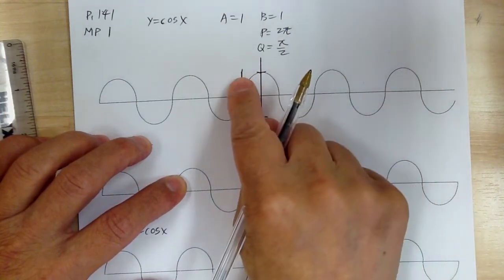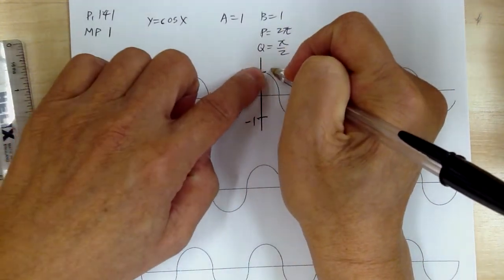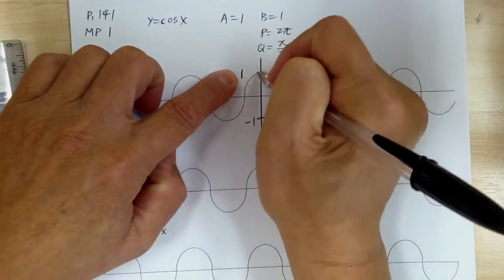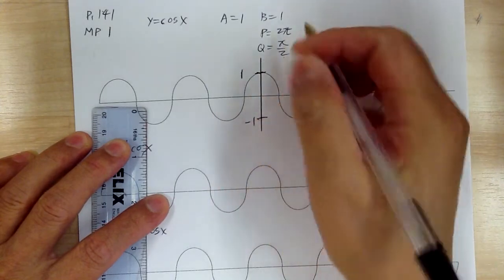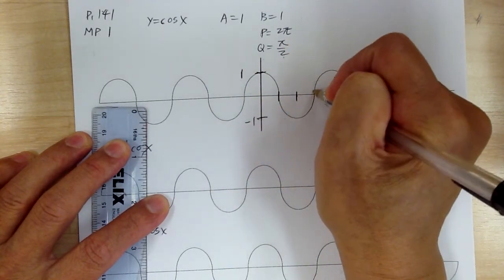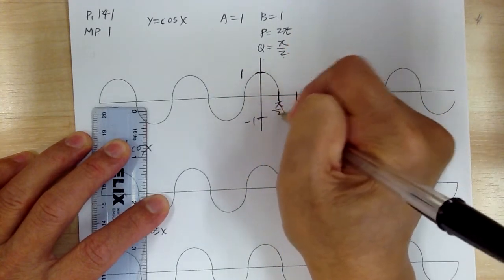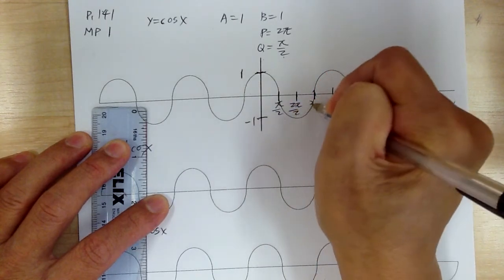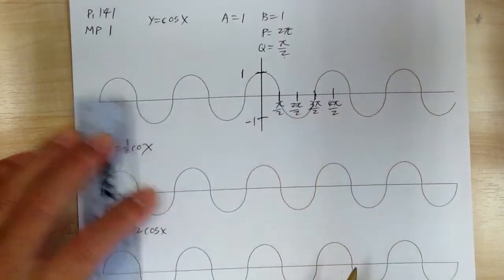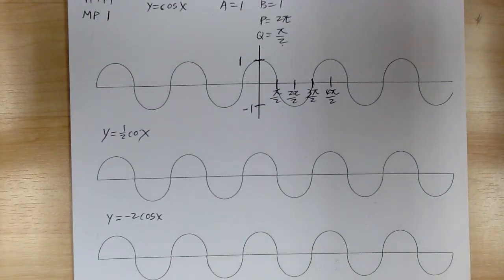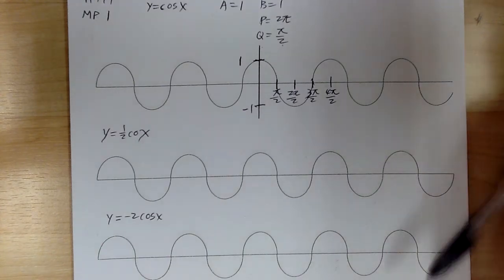Now I like to put 1 on this side, because if you put it on this side, it looks like it's -1. So I want to put it on this side so there's no confusion. Again, quarter wave is pi over 2. That means each of these is pi over 2. So this is pi over 2, 2 pi over 2, 3 pi over 2, 4 pi over 2. And that's your graph, and you're done. Once you understand how to use the information, graphing is very easy.